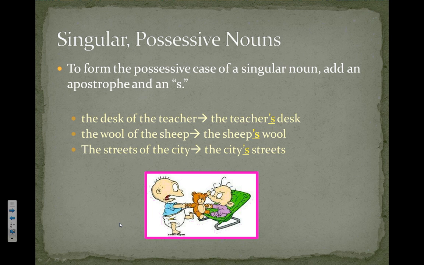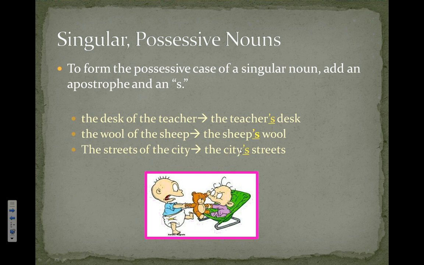All right, now let's talk about how to use your apostrophes. When your noun is singular, or there's only one of an item, the normal rule is you add an apostrophe and you add S. This is very helpful because it can help your writing to be more concise and more direct. So instead of saying the desk of the teacher, we can boil that down to the teacher's desk. The wool of the sheep, the sheep's wool. The streets of the city, the city's street.